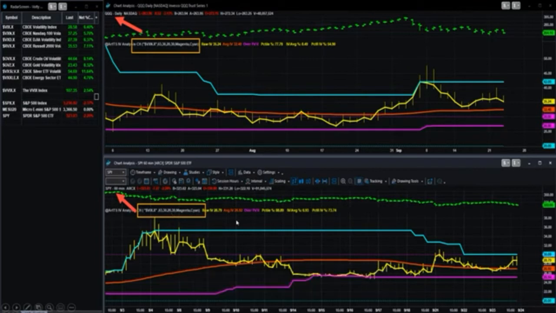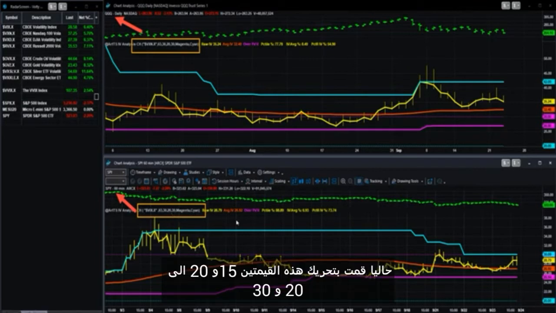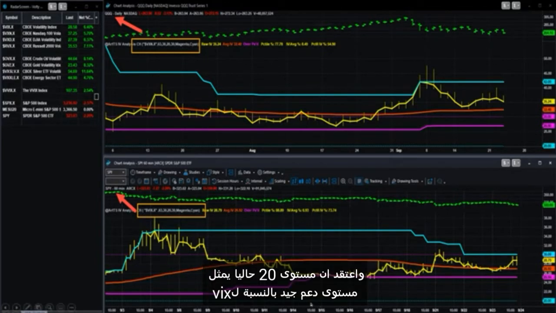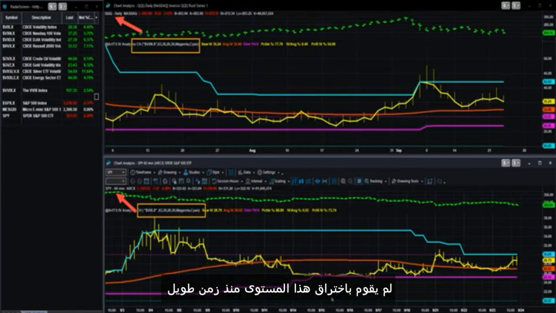Right now, I have moved those 2 values, which used to be 15 and 20. I now have them at 20 and 30. I think that support for VIX right now is probably around 20, which is crazy, but it's true. We haven't hit that in a long time, by the way, so that may be just wishful thinking on my part.